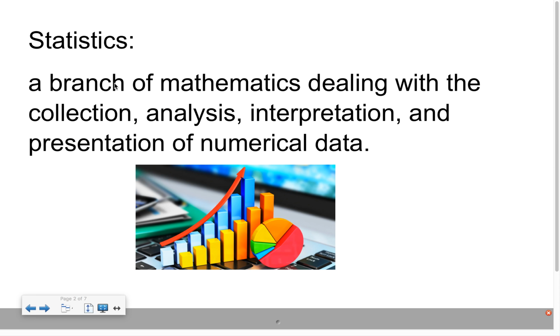So first, our definition of statistics: a branch of mathematics dealing with the collection, analysis, interpretation, and presentation of numerical data. It sounds like a lot. Numerical data has to do with numbers, so we want to be able to collect it, see what it means, and show other people what we found.